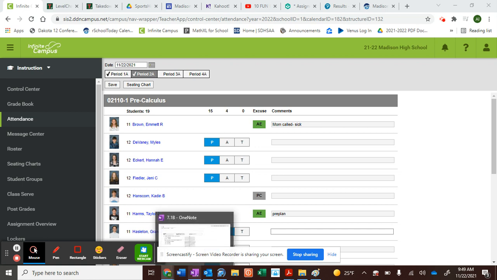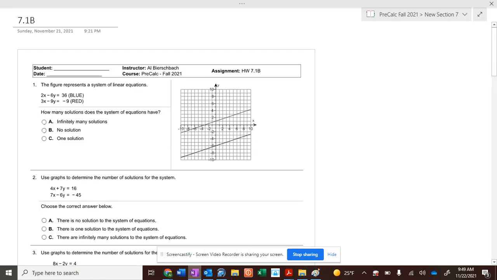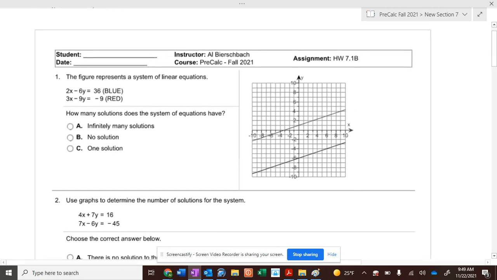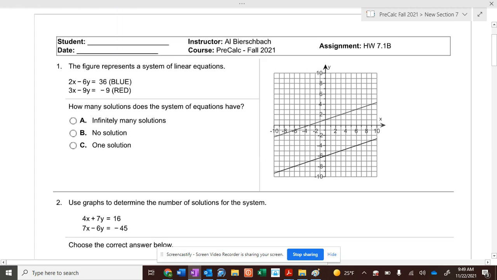Equations simultaneously, and then we'll get into matrices after a little bit. All right, here we go.